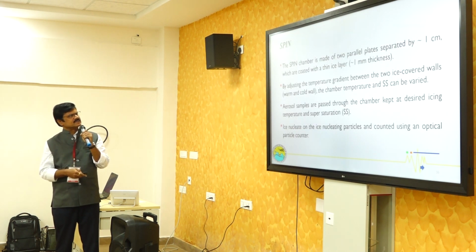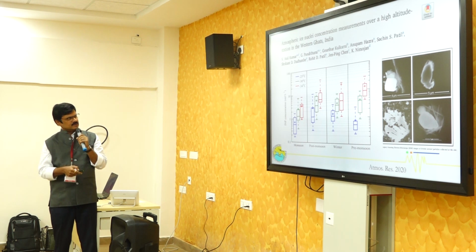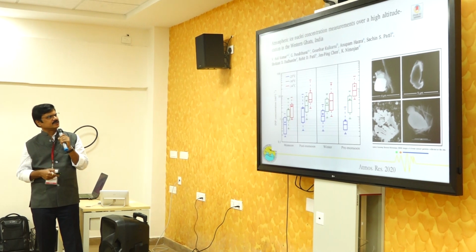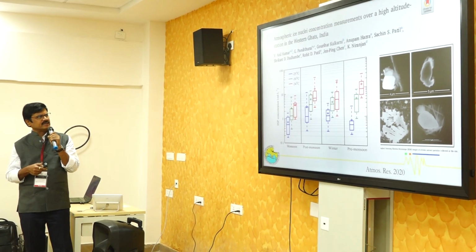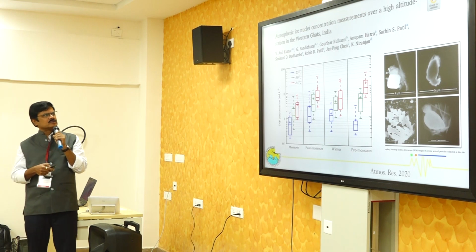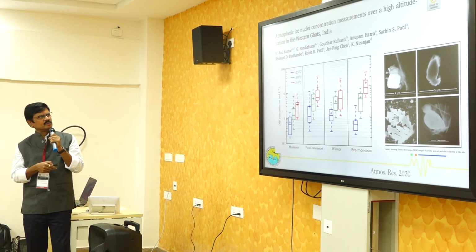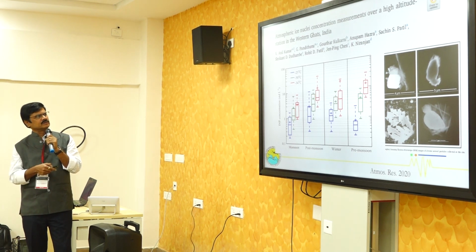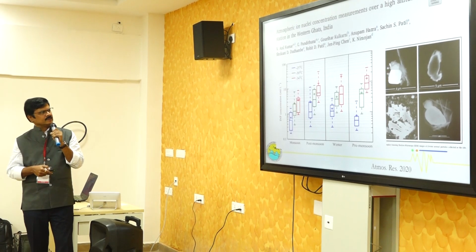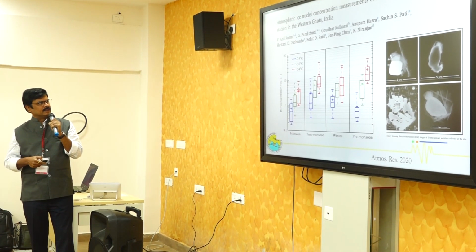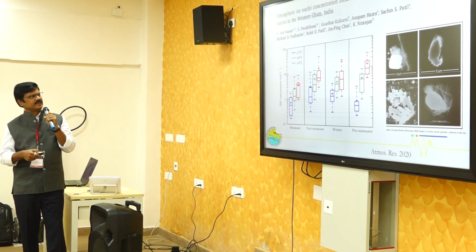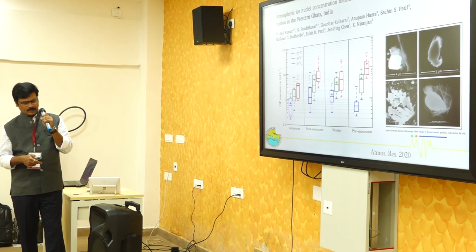I will show some results. One complete year of these experiments was conducted, at these 3 temperatures. One disadvantage is that we still could not go below minus 25 degrees Celsius, so we are working on how to go below this temperature. What you see is that the ice nucleating particle concentration increases with a decrease in temperature, and in different seasons you have slight variations.